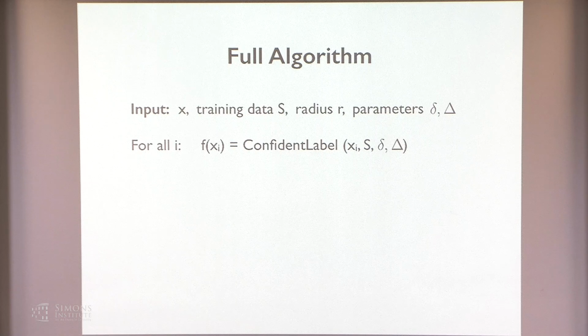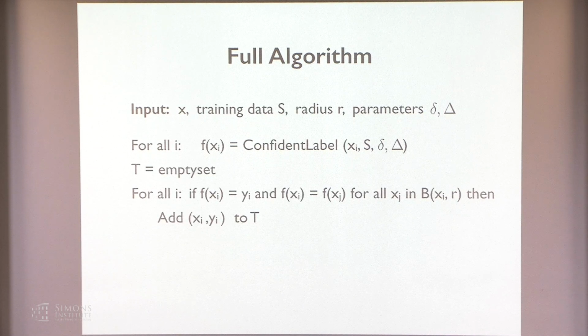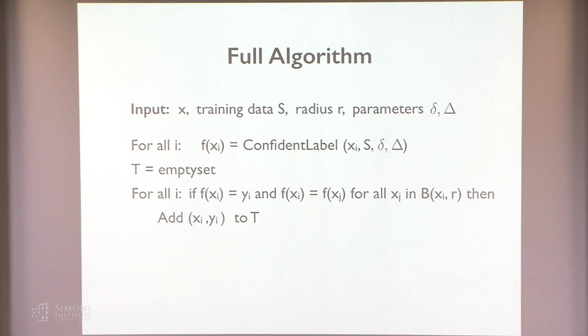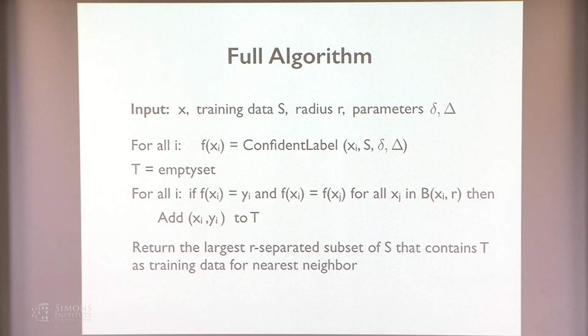And here is the full algorithm. For all i, for each xi, you first compute its confident label with parameters little delta and big delta. You start out with an empty set, and you are going to build up a set of confident points. If your confident label is y, and it is equal to the confident label of everybody else in a ball of radius r around you, and this label is not I don't know, then you add this to your set of confident points.